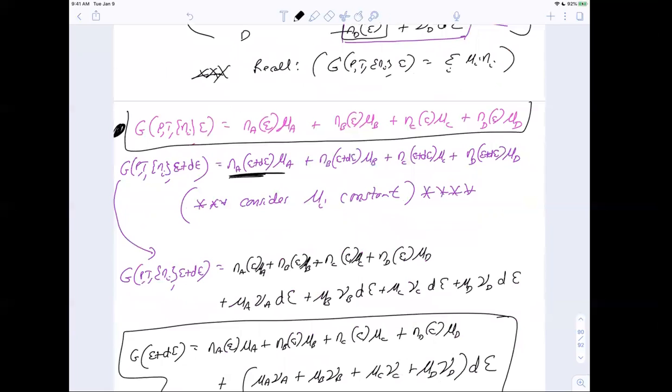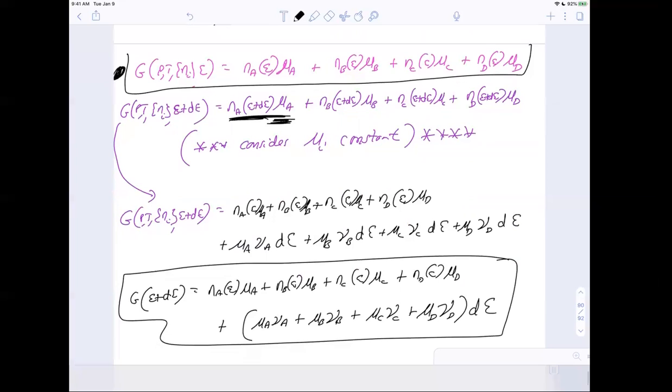So it's just going to be, for instance, for A, the chemical potential of A, mu sub A, times the moles of A at epsilon plus d epsilon. And you can carry that through for all the other species. And of course, because d epsilon is so small, we're going to assume that the chemical potentials remain constant during this interval of epsilon change. So we don't have to worry about how the mu's change.